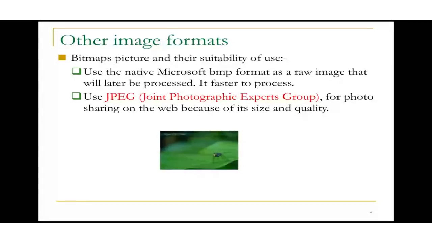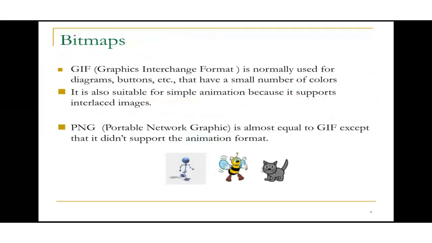So the other formats, we have JPEG, we also have GIF. GIF, which again is indicated here, means Graphics Interchange Format. It is normally used for diagrams, buttons, etc. that have a small number of colors. It is also suitable for simple animation because it supports interlaced images.